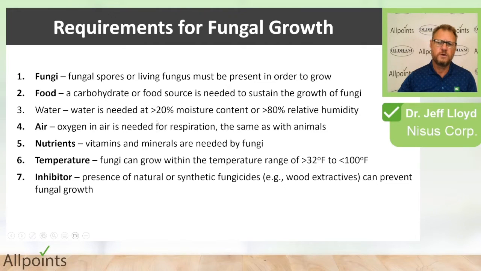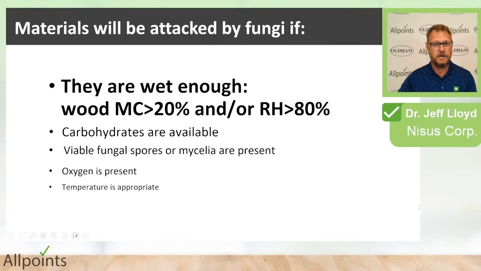But if we think about all of those things, the most important thing that we've got most control over in our homes is moisture. Okay, fungi will grow on materials if it's wet enough. Okay, so if you have to remember anything from this presentation, remember this. Okay, fungi need moisture, and typically in our homes, the materials are not wet enough to support fungal growth. So when I say wet enough, exactly what do I mean? Well, mold fungi need a wood moisture content of more than 20% or more.